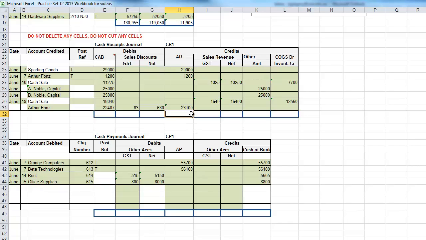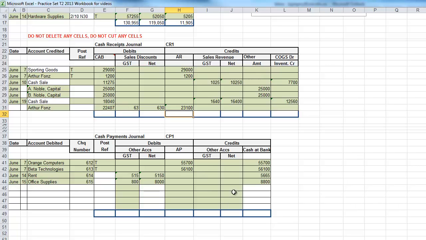So 23,100 reduction in accounts receivable. So even though Arthur Fonds only paid us $22,407, his accounts receivable comes down by $23,100. Why? Because we gave him a discount of $630, and when we did that, that means there was $63 less GST we need to collect on behalf of the ATO. So let's go and post this in the subsidiary ledger.